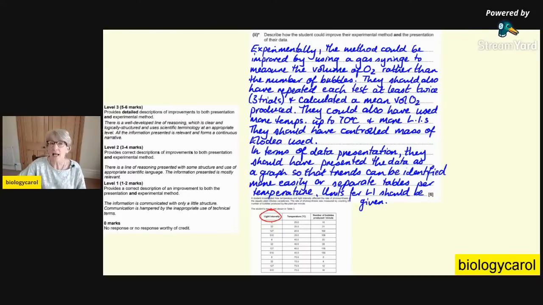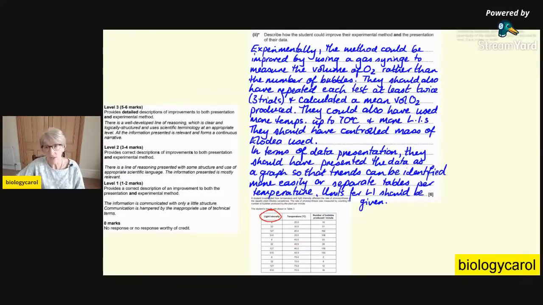Okay, so here is your classic descriptor of the answer that they're looking for. For the 5 to 6 marks, they wanted detailed descriptions, and the points I'm about to put up indicate what they mean by detailed, which is really useful. Level 2, marks 3 and 4, provide correct descriptions of improvements to both presentation and experimental methods, of both. And 1 and 2, provides a correct description of an improvement to both of the categories. Depending on how well it's been communicated, you either got the higher or the lower mark within the band.